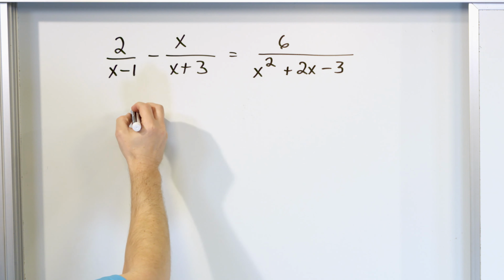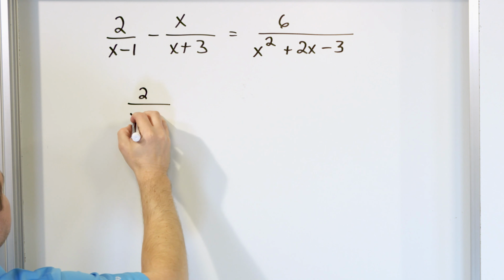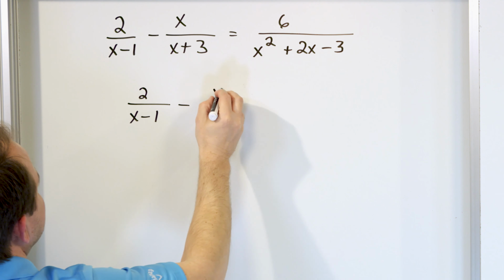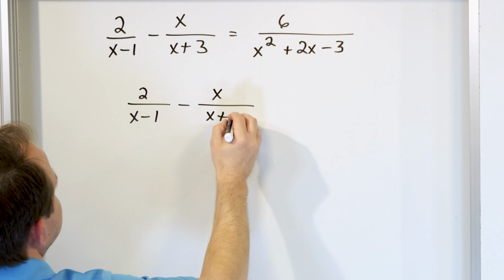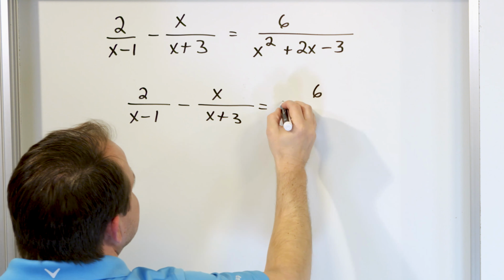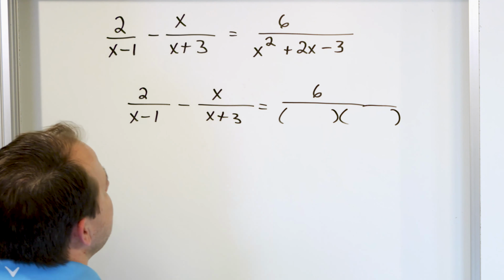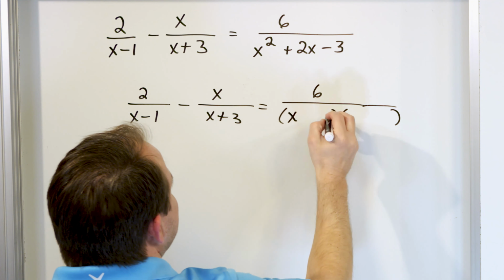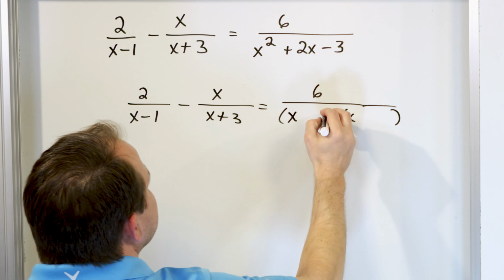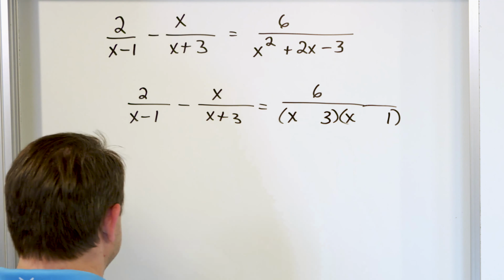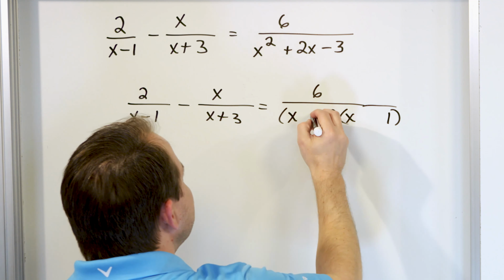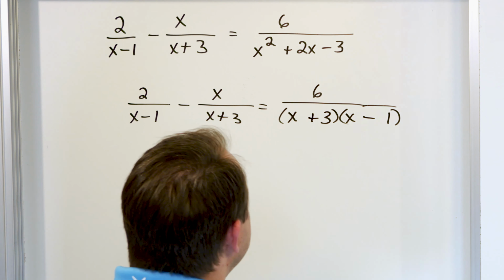So in the next step, what we're going to do is write 2 over x minus 1 minus x over x plus 3. And on the right-hand side, we'll write it as 6 over, and we're going to go ahead and factor this expression right here. All right? And here we have an x times an x to give us an x squared. 3 can only be written as 3 times 1, or 1 times 3. And so you have to have this as a plus and a minus to make the signs work out.